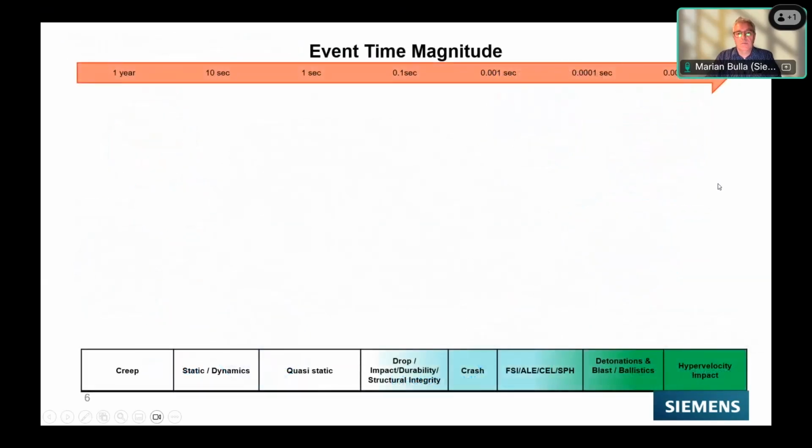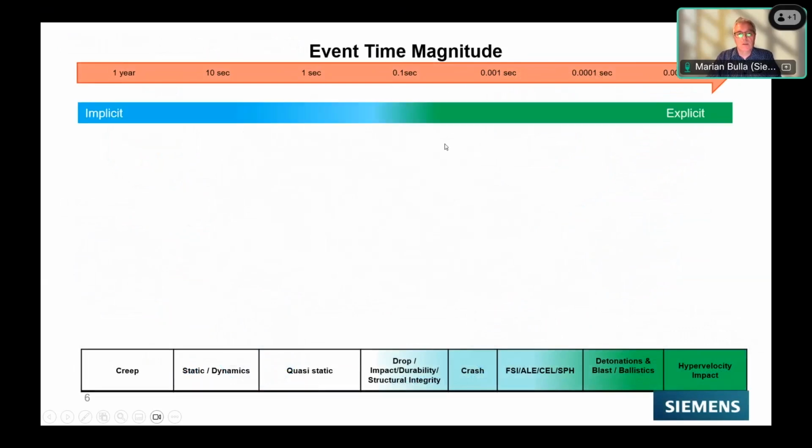Okay, coming back to the solver point of view. For the event time magnitude which we are talking about, here in the implicit domain we have slow events, creep, static. Then we move to a little bit faster, quasi-static, even faster drop tests, then crash, and then going to higher velocities, impact, hypervelocity impacts. Optistruct is located in this area, implicit, as a pure implicit solver.